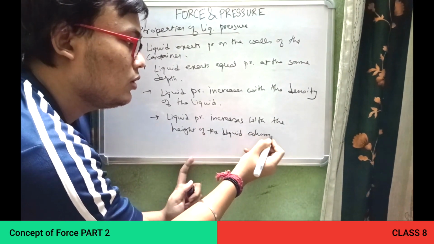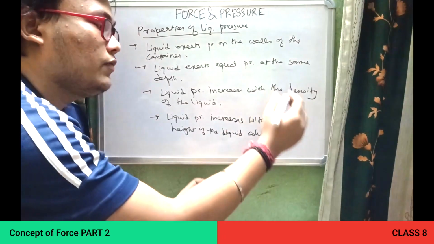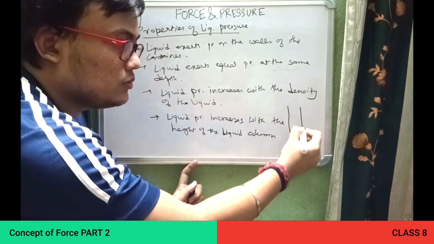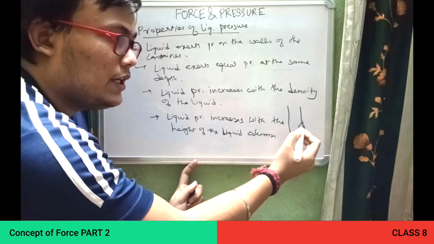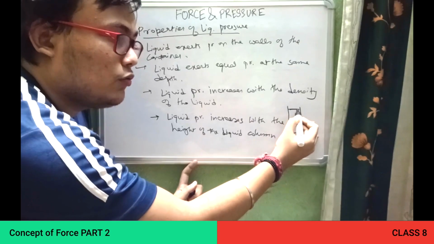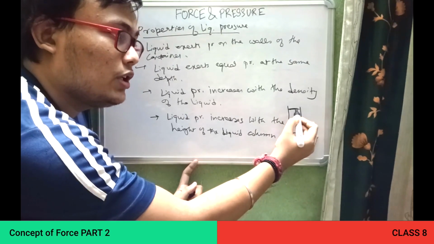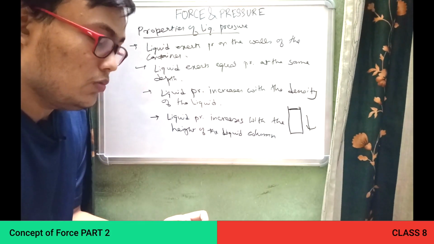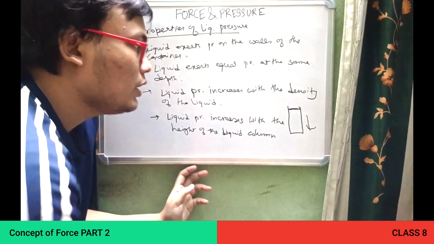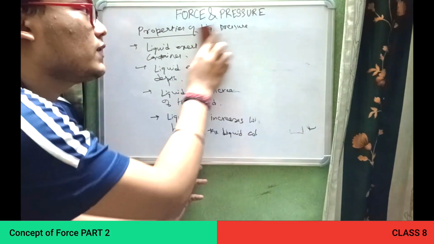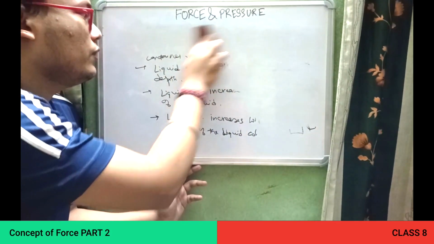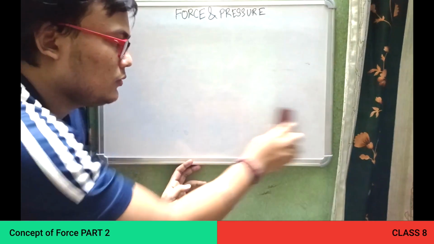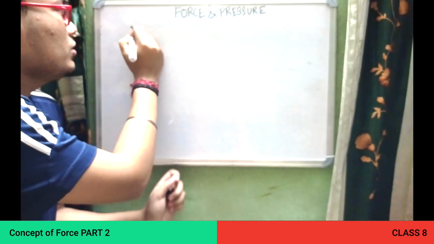So if there is a test tube, if the height of the liquid in the test tube is more, the more will be the liquid pressure on the test tube. So the next topic we'll be discussing is atmospheric pressure.